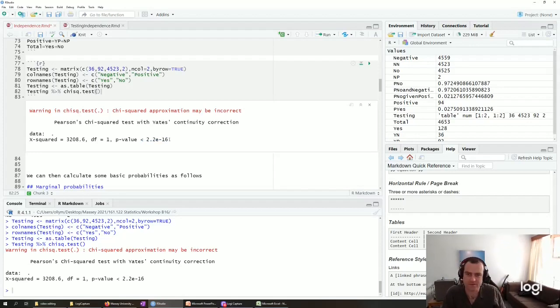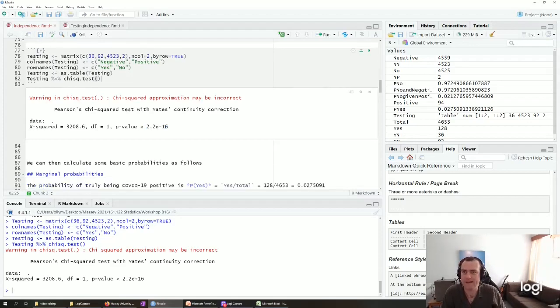P is 0.00000, 15 zeros, then a 2, which is just R giving the smallest value it can. So there we can do a formal hypothesis test, and we conclude we reject the null hypothesis that the two things are independent. We have highly significant evidence that in this case the probability of testing positive or negative does depend on whether you have the virus or not. Or you could phrase that the other way around. We have statistically significant evidence that the probability of actually having the virus or not strongly depends on whether you tested positive or negative initially.